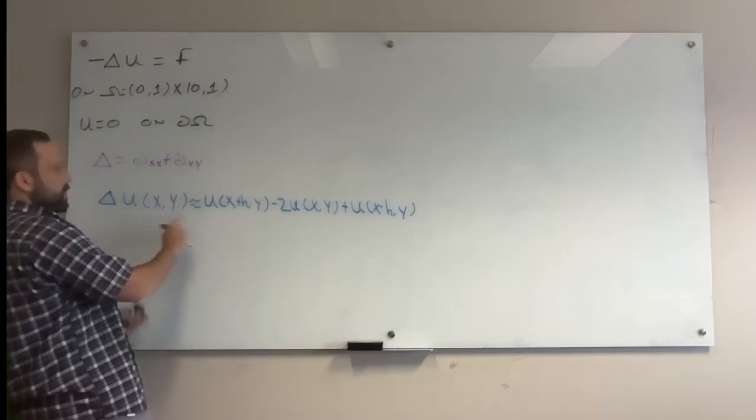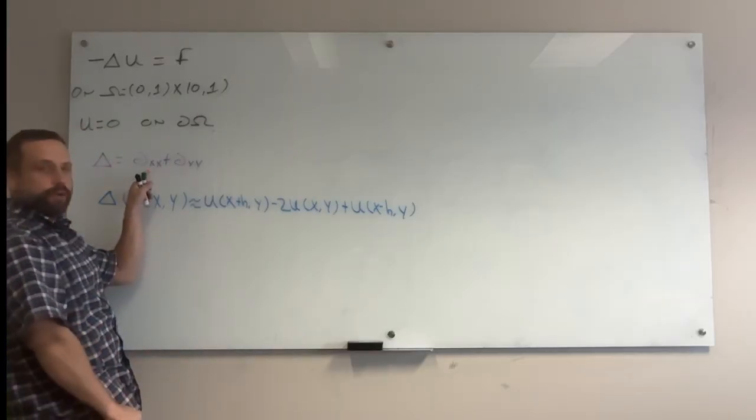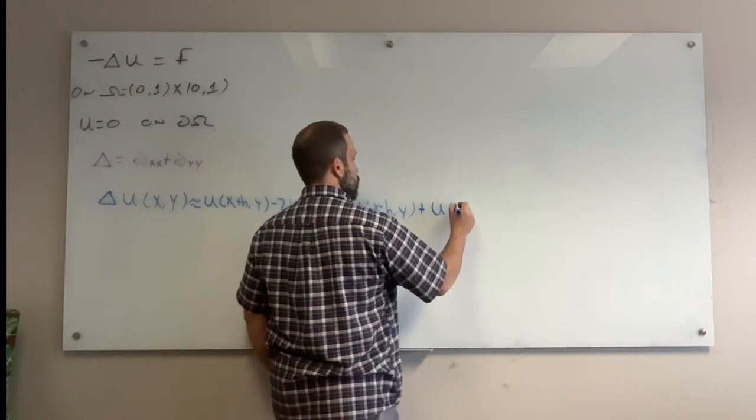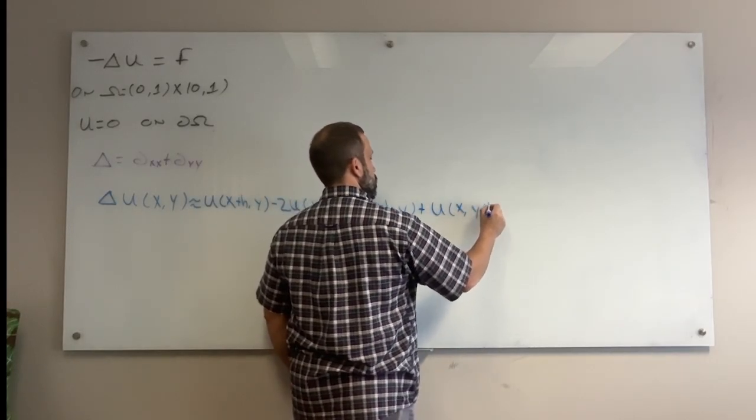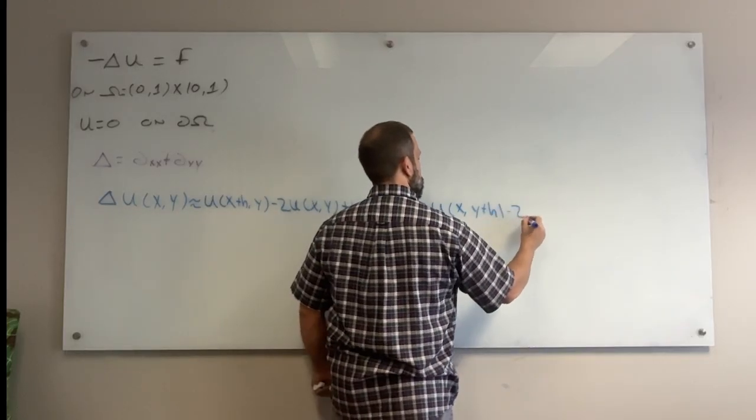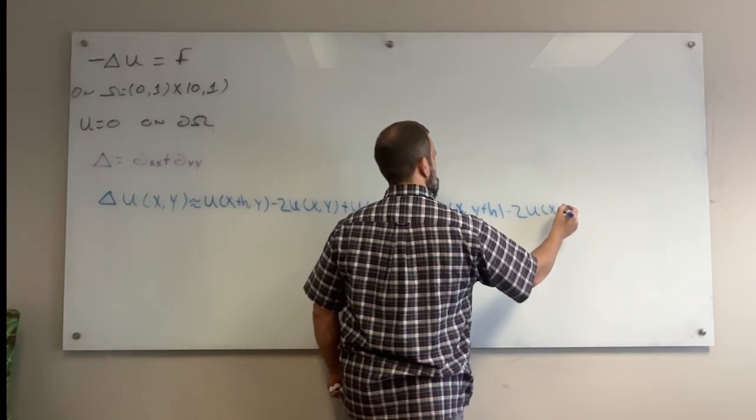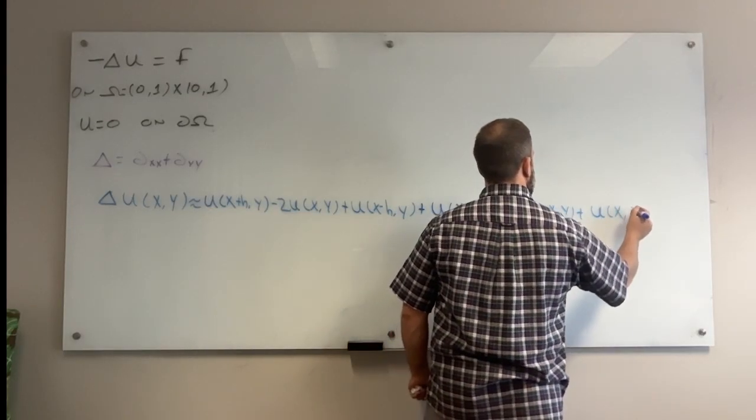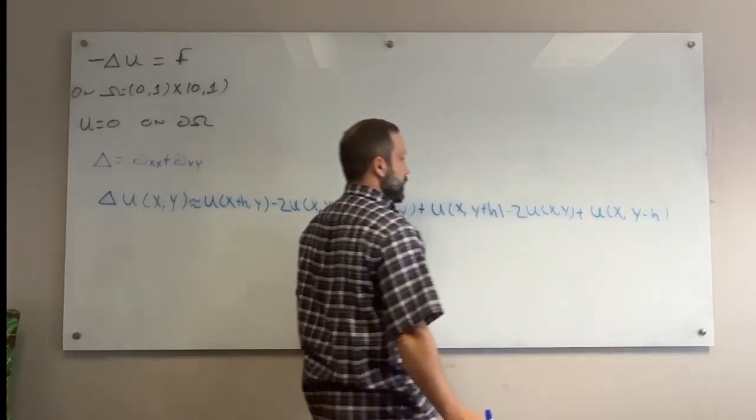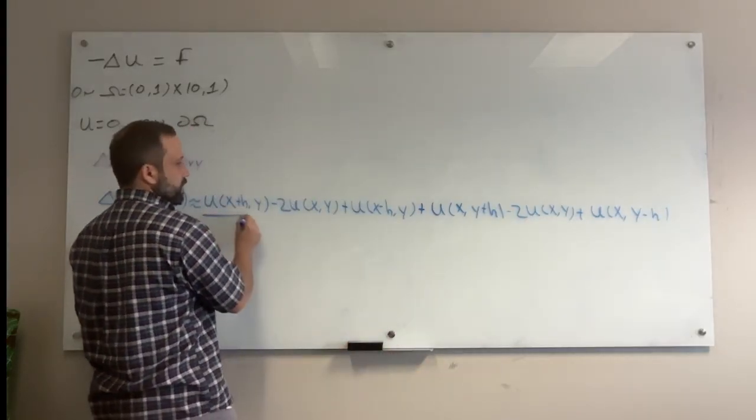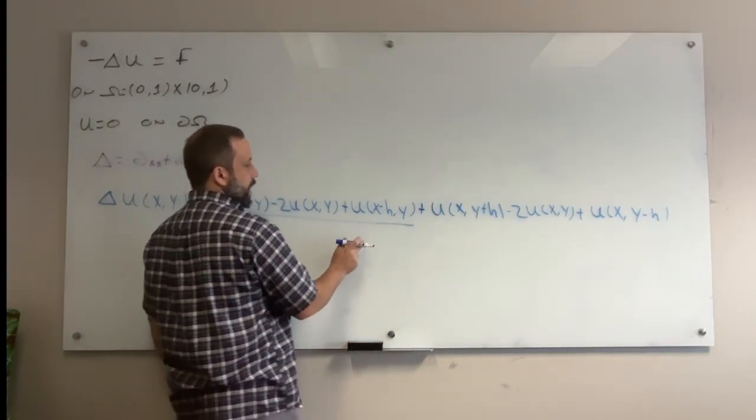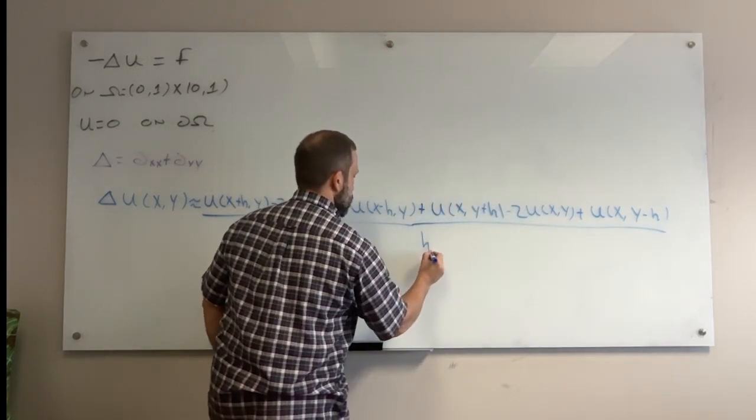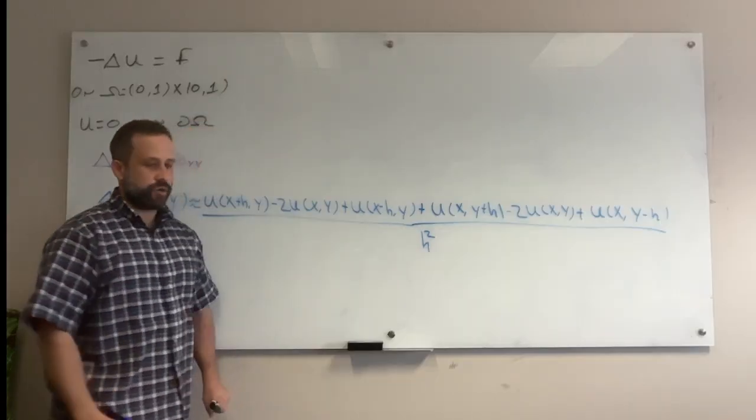Okay, once we divide by h squared, that's going to be the approximation to the double x derivative. And now for the approximation to the double y derivative, we're going to have u(x, y plus h) minus 2 u(x, y) plus u evaluated at (x, y minus h). And then this term here is going to get divided by h squared, and this term here is going to get divided by h squared. And so we're just going to divide both of them by h squared.